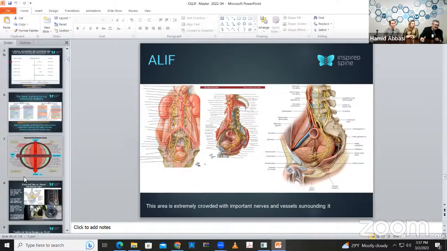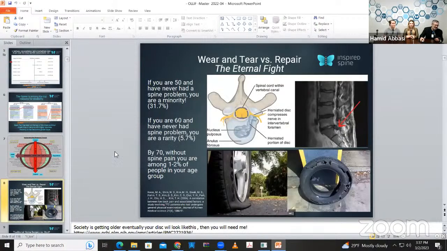Now, the second slide that I want to show you is this slide that, if you memorize anything from this meeting, is that spine is a common problem, but you know that. By the time you're 70 years old, there's only 1 to 2% chance you don't have spine problem. Some spines look like that. We do decompression there. We just trim what's pushing on the nerve. But some discs look like that. Who thinks you can patch that tire?